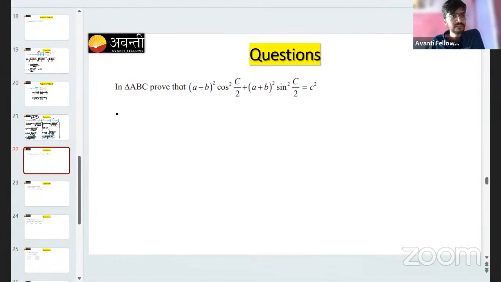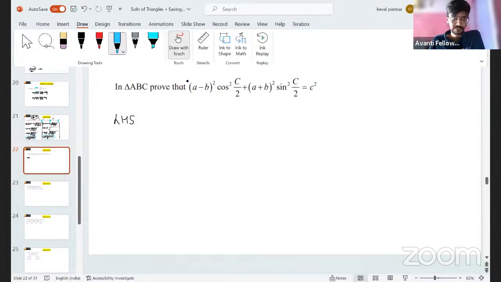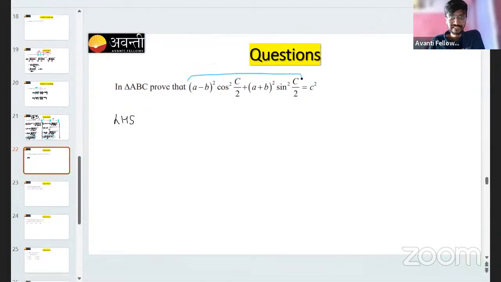Prove that, right? So obviously we start with LHS. Now, here on LHS, you can see again same analysis, angles and sides. And on RHS, we have only sides. That means we need to get rid of sides. And now we have many ways to get rid of sides.